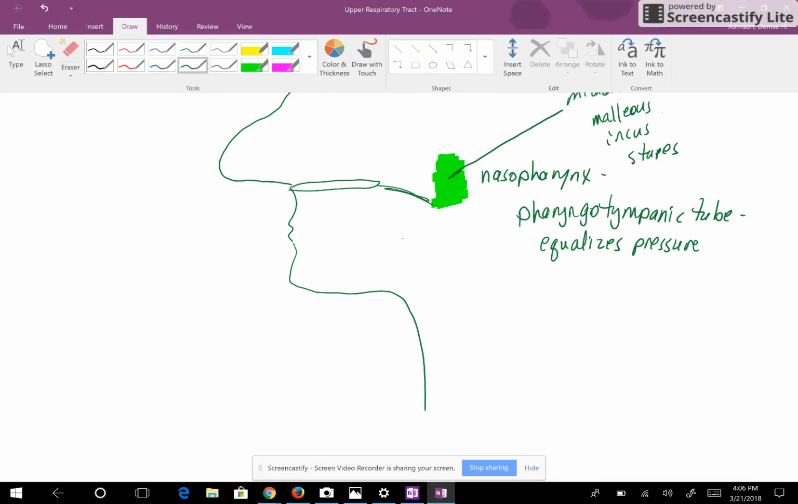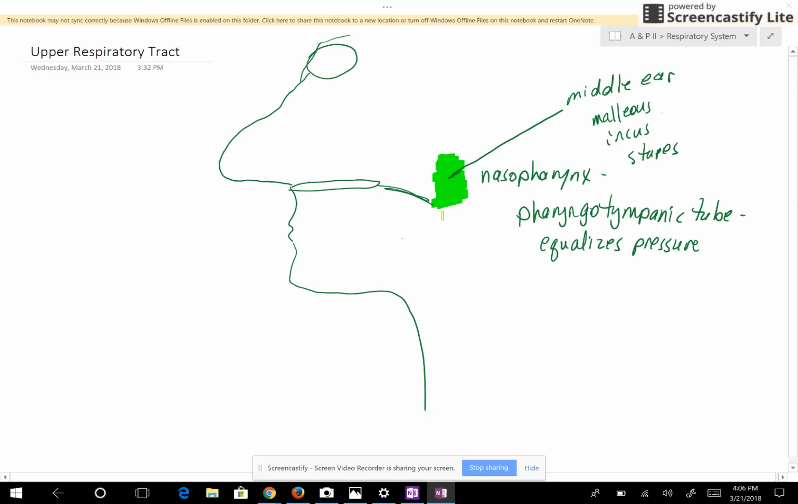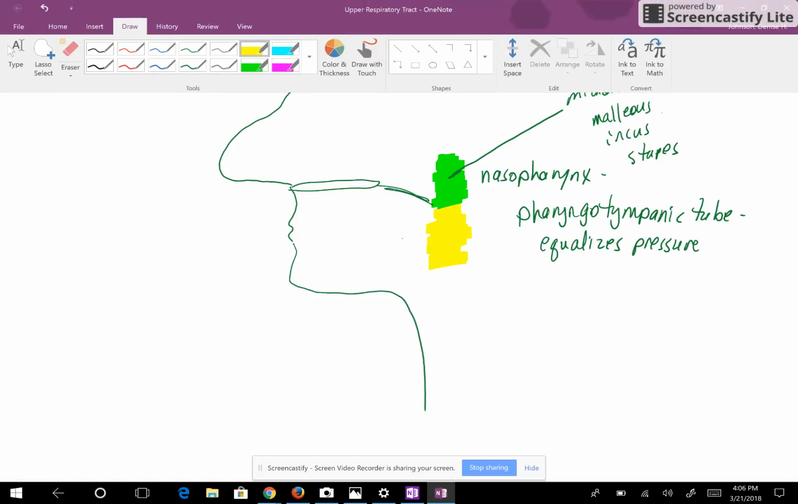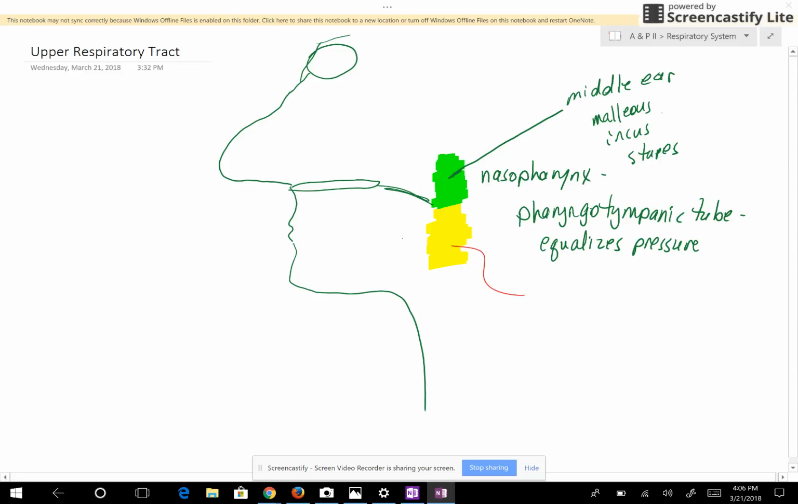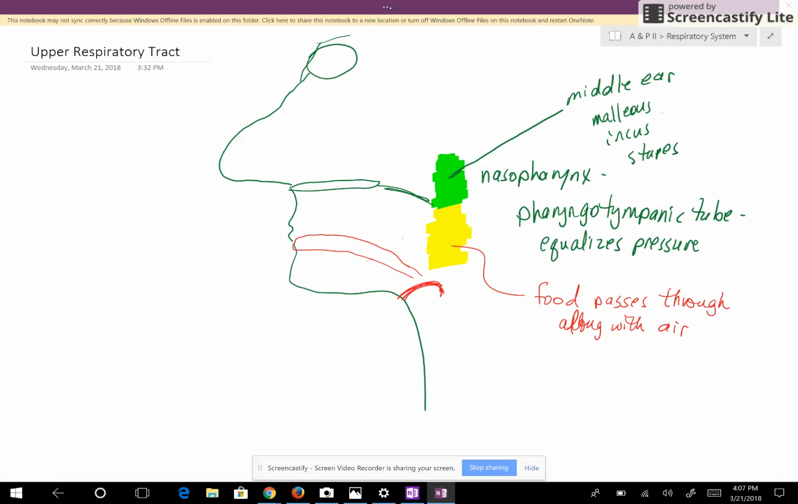Let's look at the oropharynx. Here we'll make the oropharynx. Well, let's really stretch that. The oropharynx is where food is actually going to pass through, along with the air. We want to look here. This right here would be the tongue. And right behind the tongue would actually depress this structure here called the epiglottis.